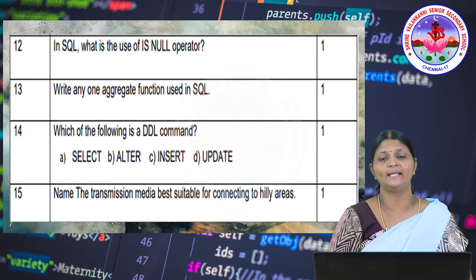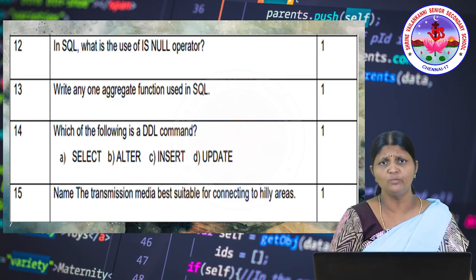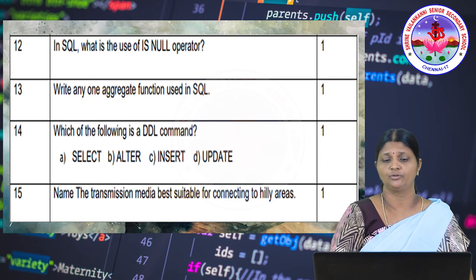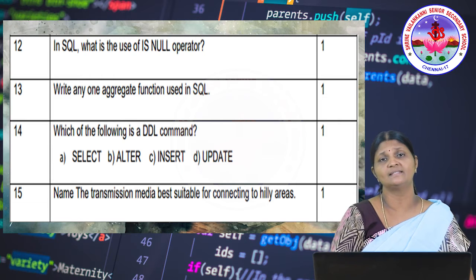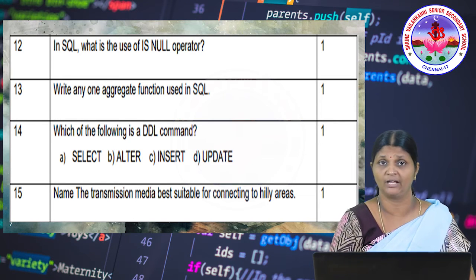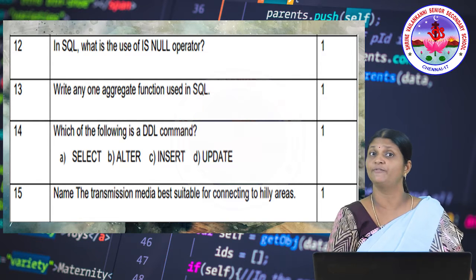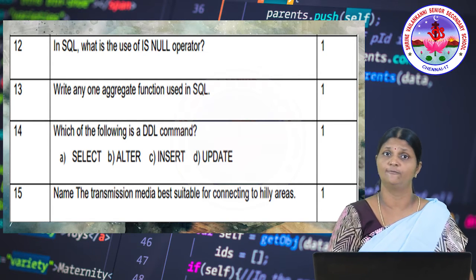Question number 12. In SQL, what is the use of the IS NULL operator? Why do we use IS NULL? Yes, to check if the column has a null value or no value. So, if the column doesn't have any value, we check for that. Okay, so if it doesn't have a value, it returns true. If it has a value, it returns false.